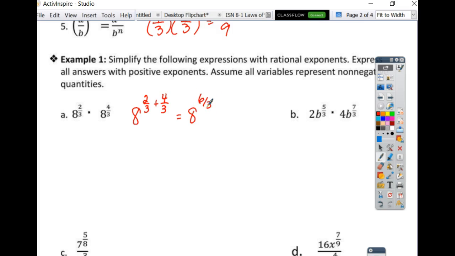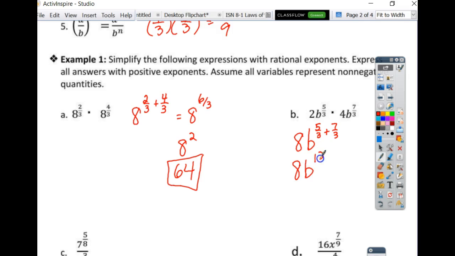And since we're big kids, we're going to call this 8 to the 2nd. And what is 8 to the 2nd power? So here, I'm multiplying. So 2 times 4 is 8. And then I'm going to get b, and I'm going to add my exponents. So I have 5/3 plus 7/3, which is 8b to the 12/3.